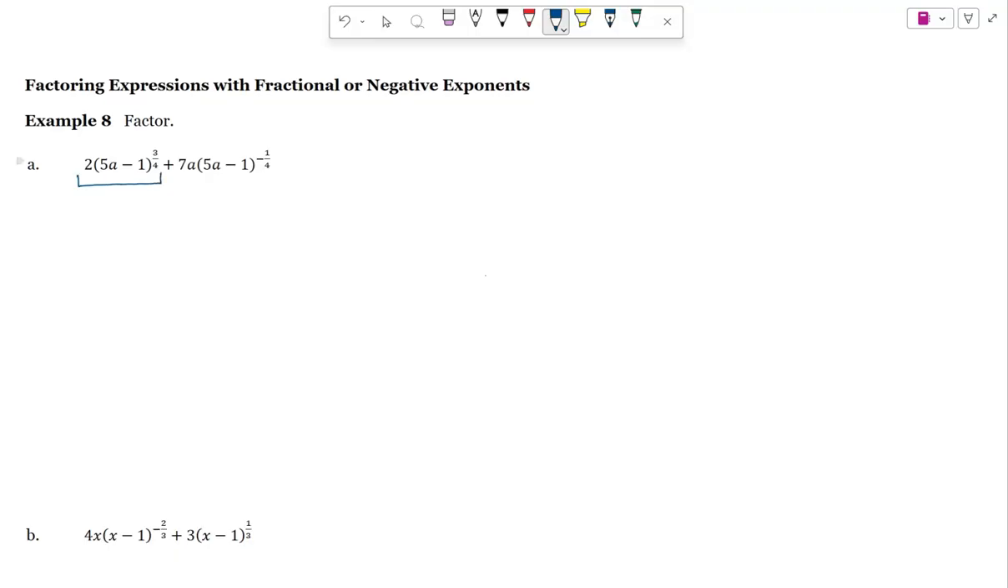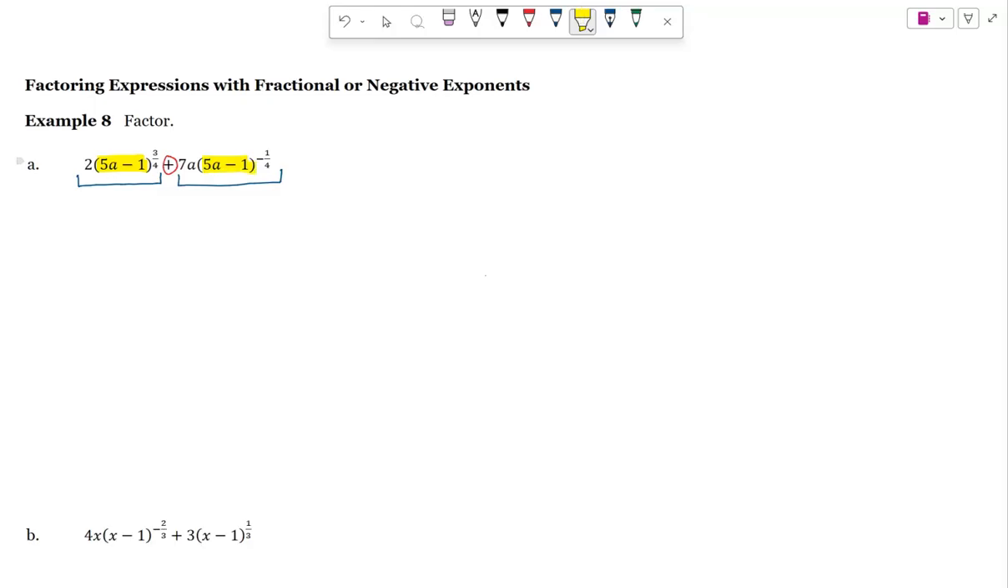We've got one term here. Remember, terms are separated by a plus or a minus sign. So we've got this plus sign in the middle that's separating the two terms. I'm looking for anything that's in common to both of those terms that can be factored out to the front. Well, we can see that we've got this 5a minus 1.